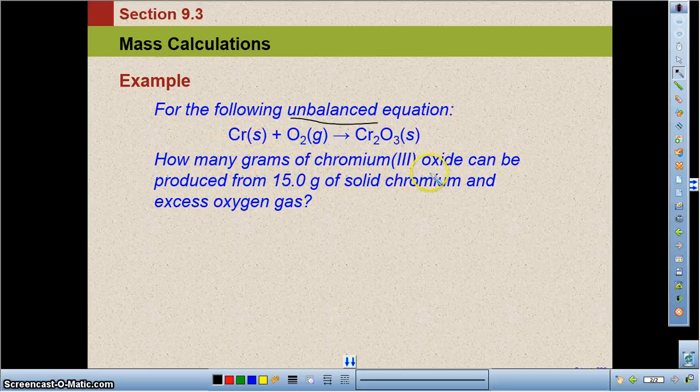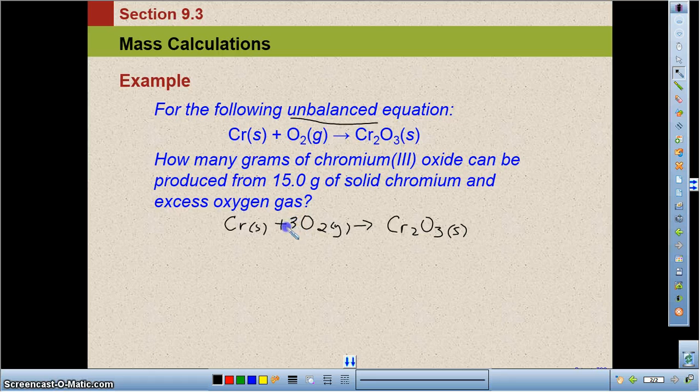How many grams of chromium-3 oxide can be produced from 15 grams of solid chromium and excess oxygen gas? Now, for our process, I'm going to rewrite this problem down here so that we can see it, and I can show you how I want to see you set up the problem every time you do it. And it's not anything much different at all from yesterday's assignment. So let's start off by balancing the equation.